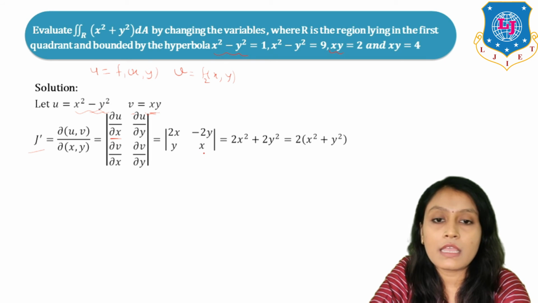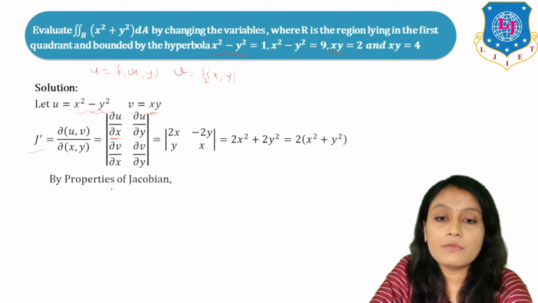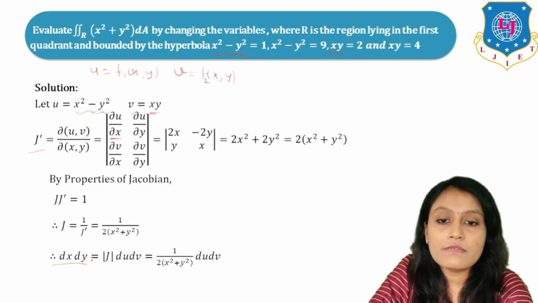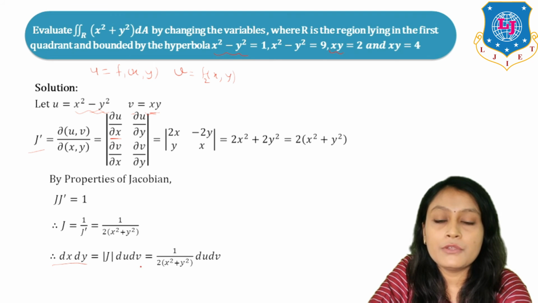So you will get answer x. Simplify this. So you will get 2x² + 2y², take 2 common, so you will get 2(x² + y²). Now we have this property, that is J·J' = 1, right? So from this you will get J as 1/J', and that is 1/(2(x² + y²)). Now this dx dy is converted to |J| du dv, and |J| is 1/(2(x² + y²)) du dv.